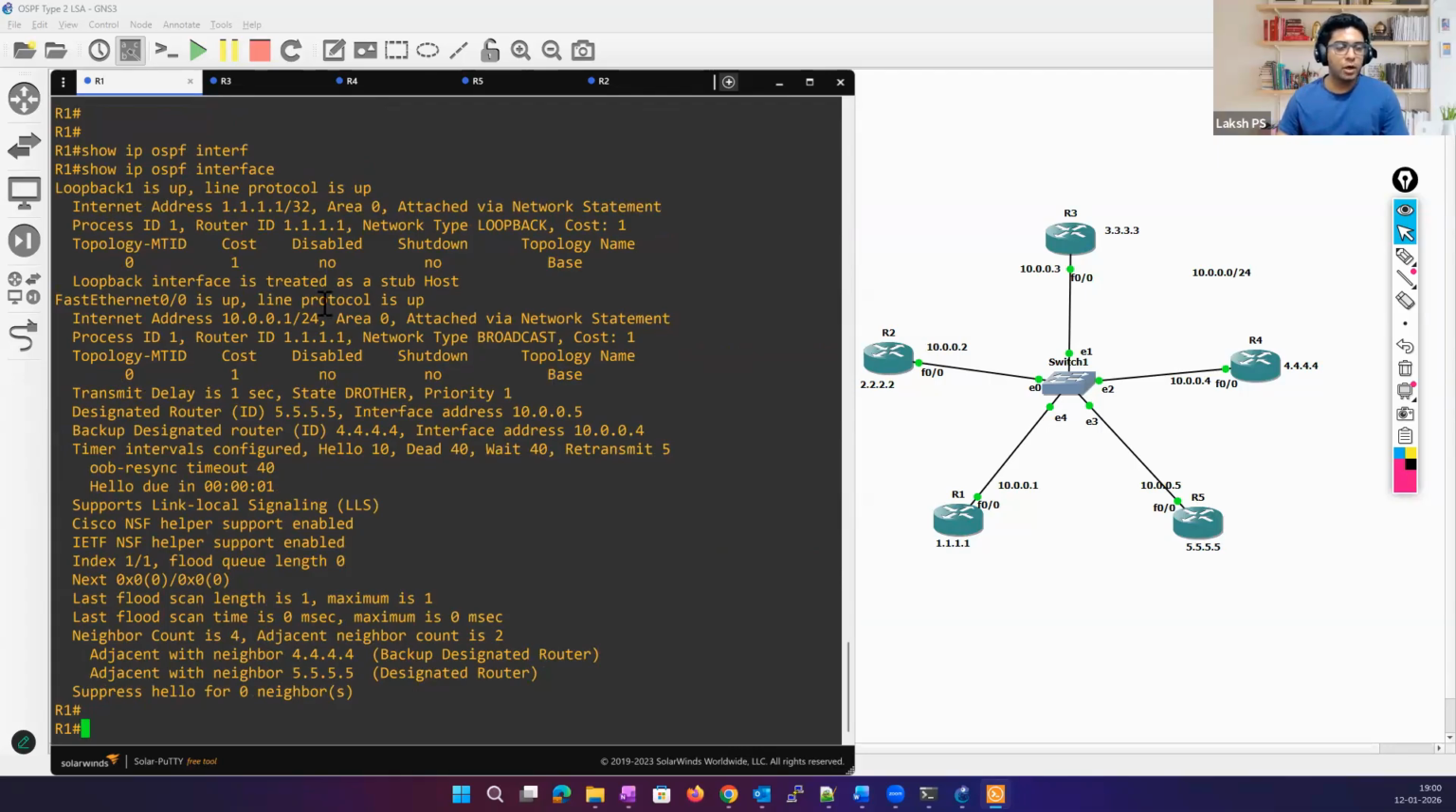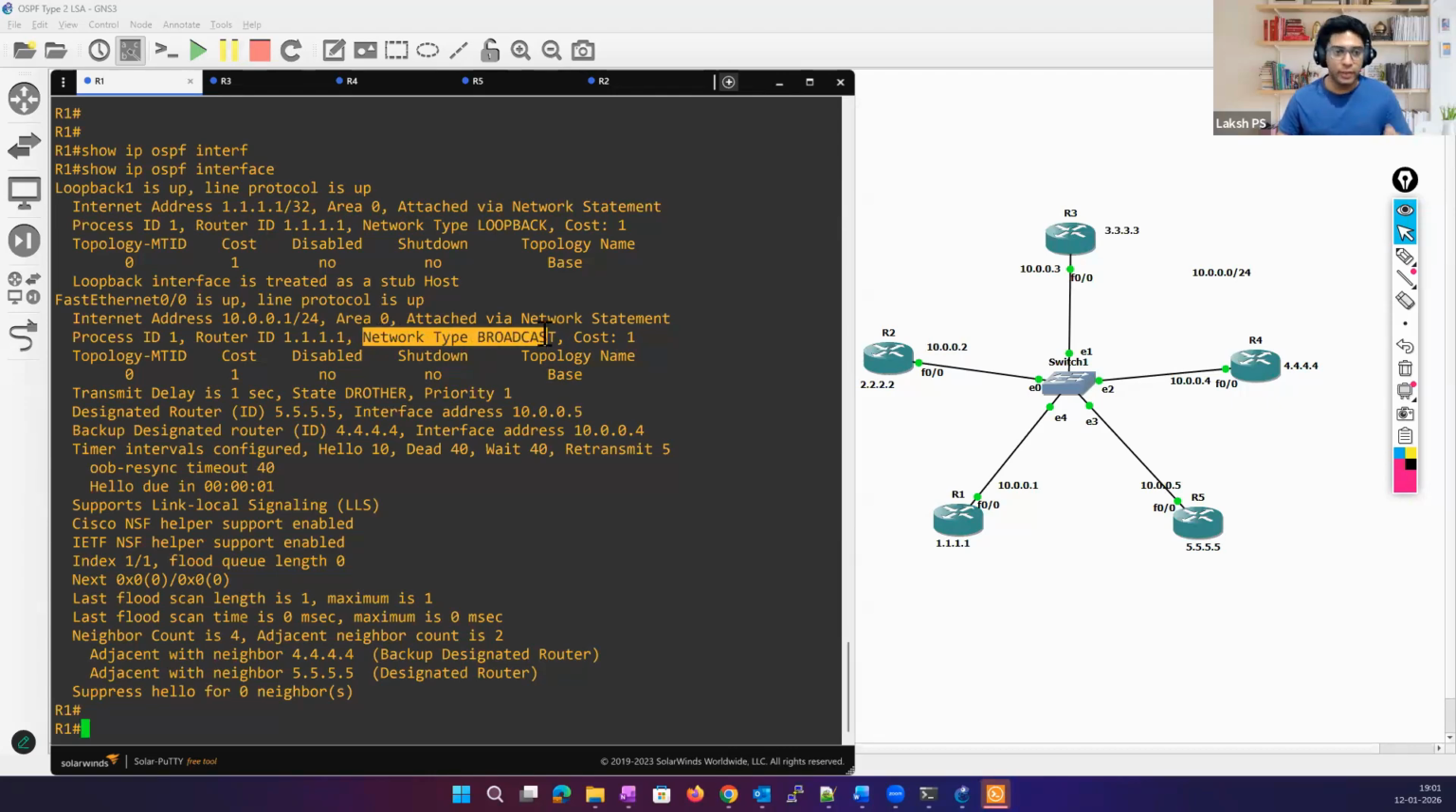So you can clearly see we have enabled OSPF on two interfaces. One is the loopback address, and the other is a fast Ethernet 0/0 interface. We are checking this on R1. You can see here that the fast Ethernet link is considered as a broadcast interface. You can see the network type. Network type is called broadcast.